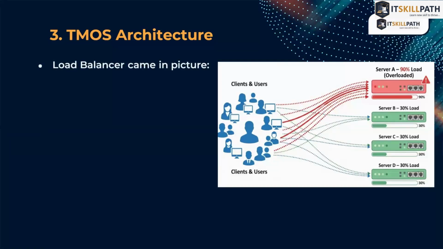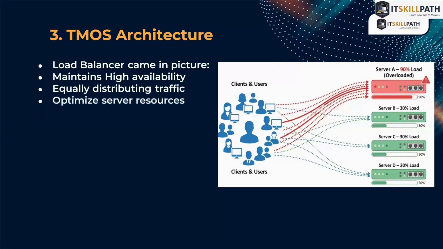What I was explaining is the benefit: the load balancer came into the picture and maintains high availability, meaning the application is available 24 by 7 with no downtime. Because let's suppose this server is overloaded, F5 will stop sending traffic to this server and will redirect the traffic to the other available servers. Earlier, what was the issue? Non-uniform load distribution without a load balancer. Now we can distribute traffic equally.